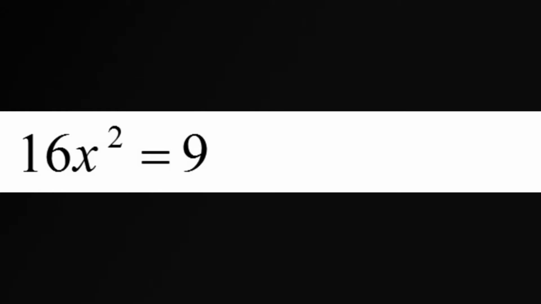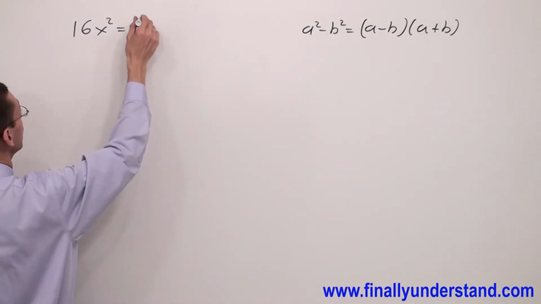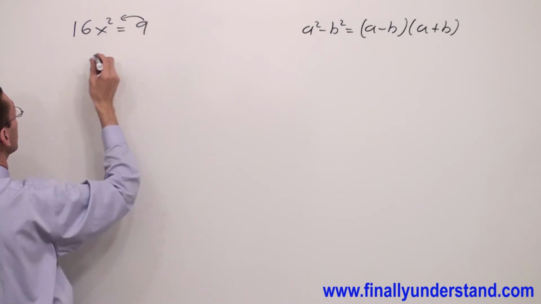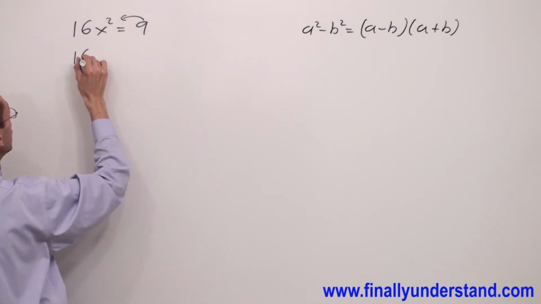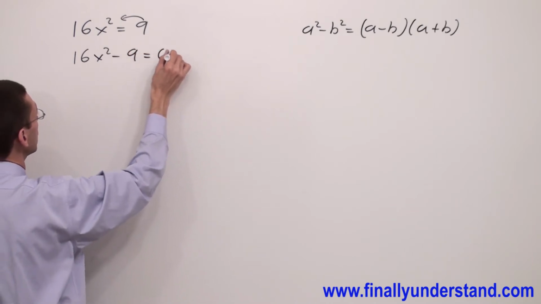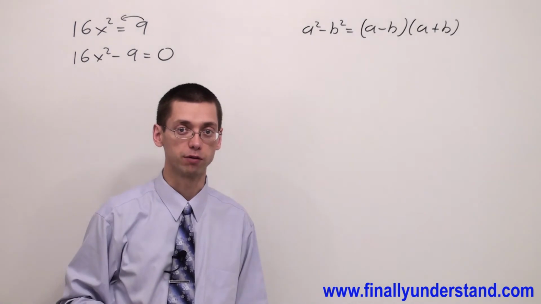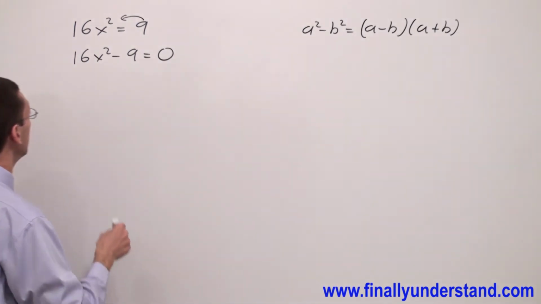Let's take a look at this example. Before we perform any operations, we're supposed to organize this equation. We have to move 9 to the left side. We have 16x squared minus 9 is equal to 0. And again, this is nothing else, just difference of two perfect squares.